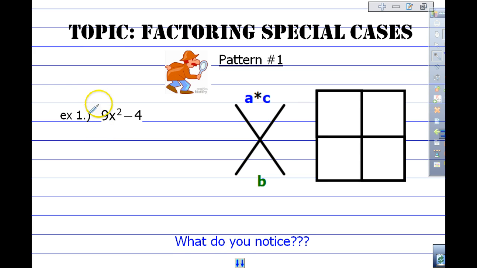Alright, so would this work? Does this fulfill the criteria? Yes. So you're thinking in your head, are these both perfect squares? Yeah, that's 3 squared, that's 2 squared. And is it a difference? So yes, that means it's a difference of squares. So what would the pattern be? Go ahead and write it down. Say what you think. Write it down.